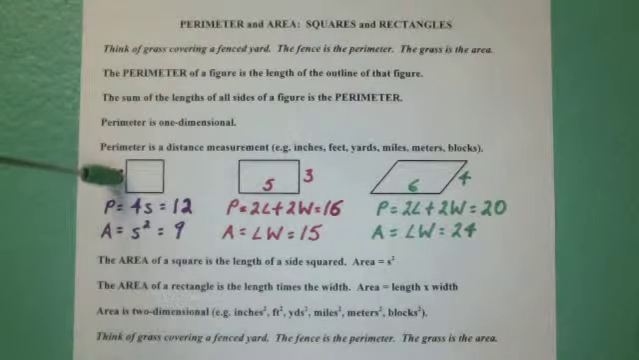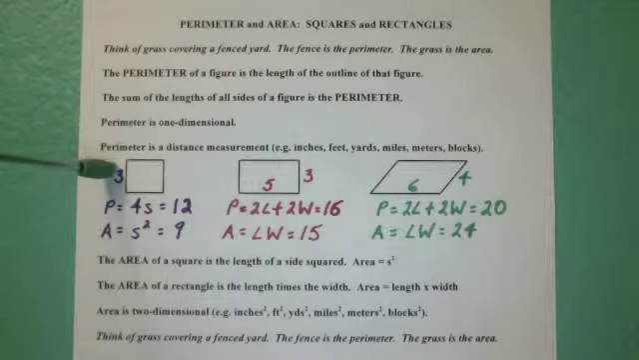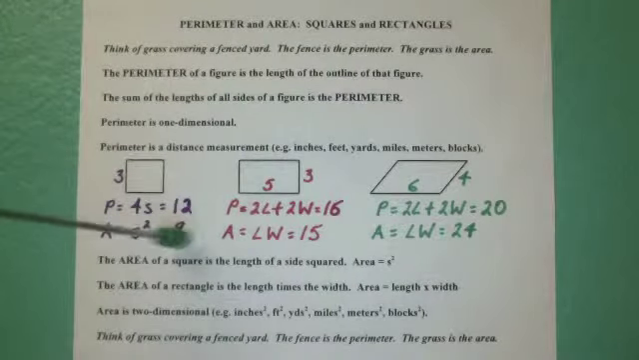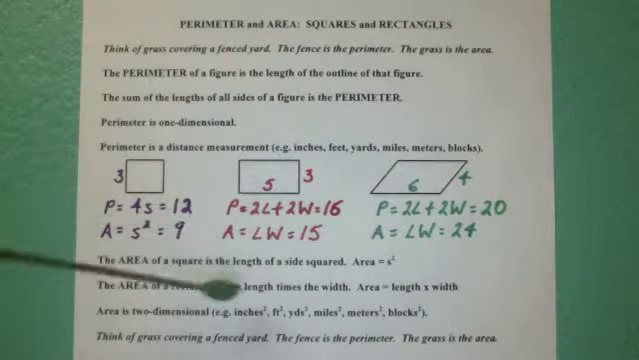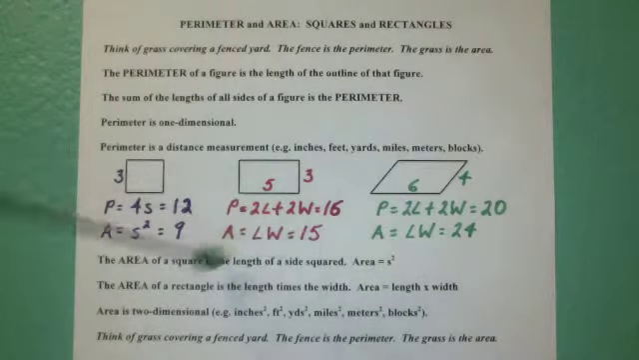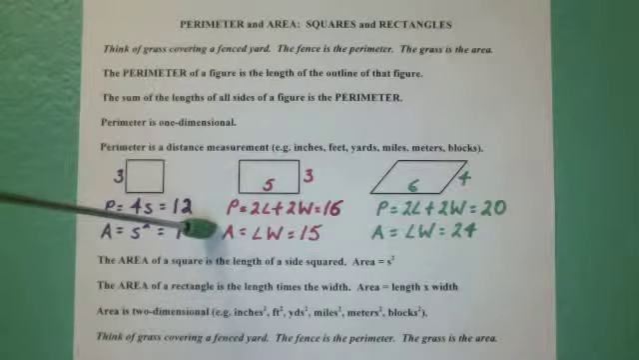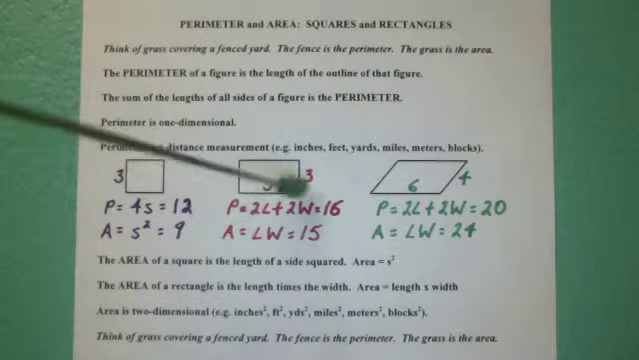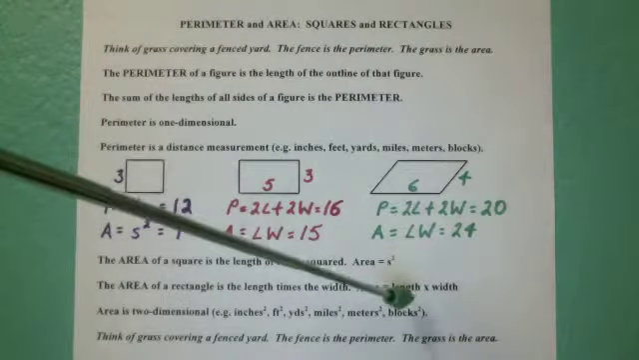Let's find the area of these figures. Let's start with the square. The area of a square is the length of a side squared. So the length of the side is 3. 3 squared is 9. The area of this square is 9 units squared, whatever the units are. Let's look at the rectangle. Area equals length times width. The length is 5, the width is 3. 5 times 3 is 15, whatever the units are, squared.